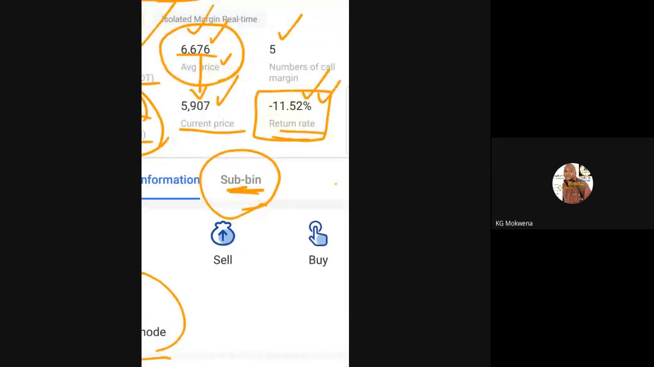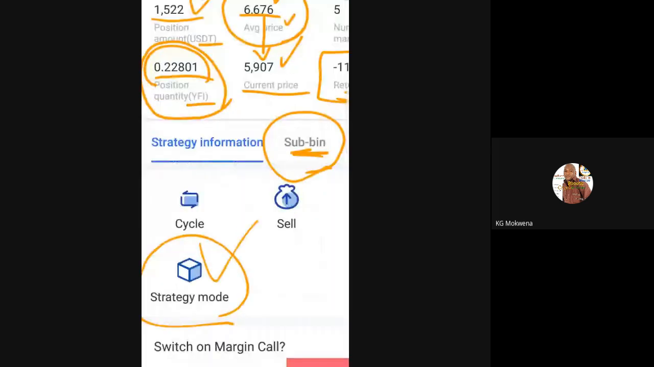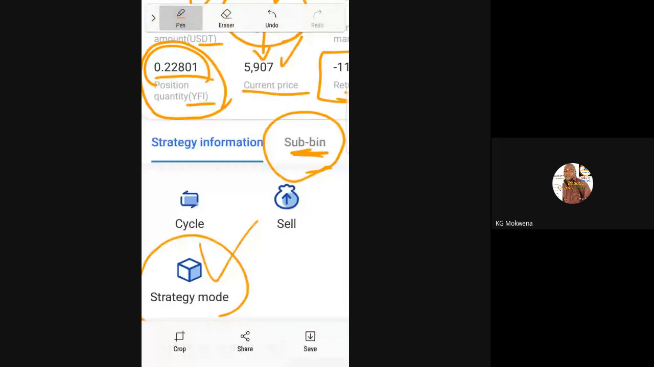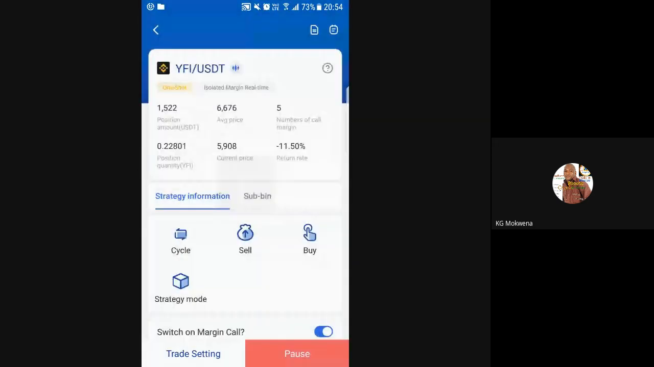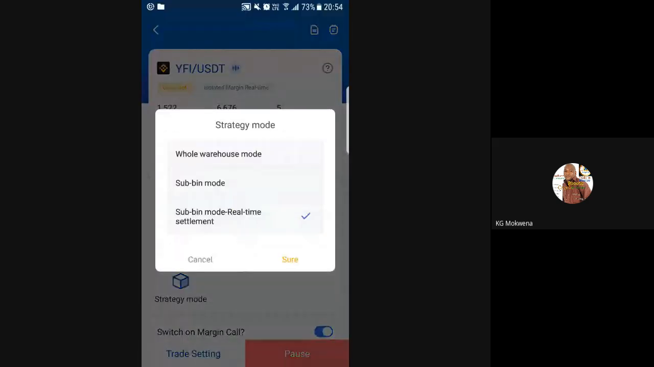So now I'm quickly going to show you something as we come here. But before we come here, let me show you that strategy that I'm always promoting to say, business partners, please make sure that you trade under sub-bin mode, real-time settlement. I'll click on the cube there, or that box. Now you can see the third option under strategy mode there. We have sub-bin mode, real-time settlement.